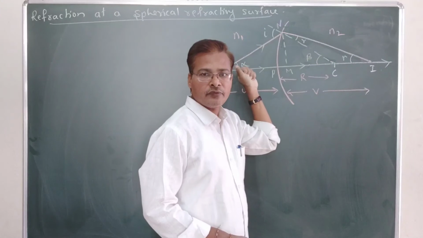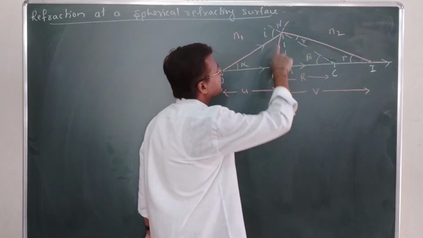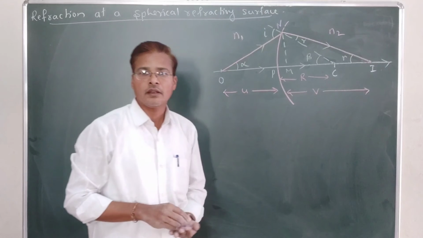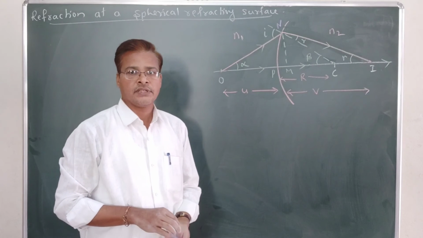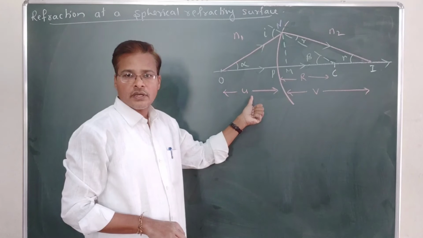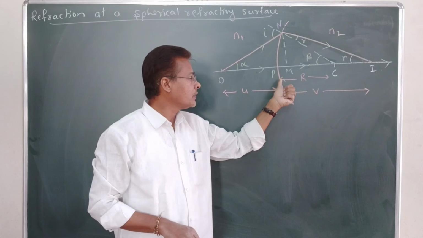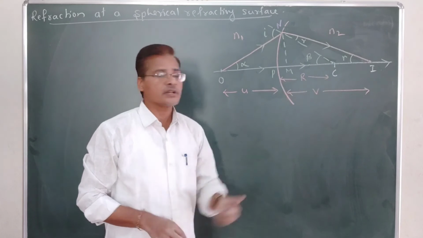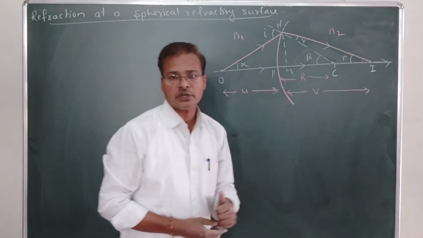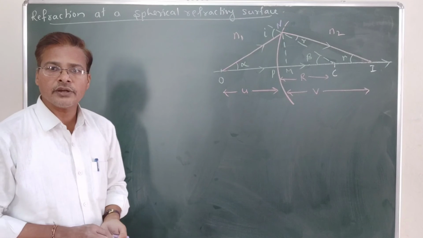When a ray travels from a rarer to a denser medium, it is bent towards the normal. NC is the normal to the line. O to P is the object distance we are taking, P to I is the image distance, and P to C is called the radius of curvature. These things we are going to write down.